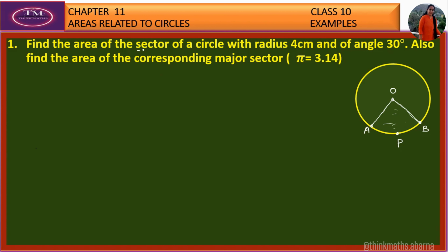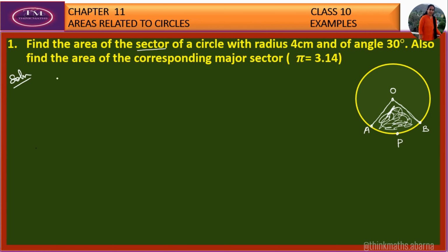So this is the first part. Area of the sector, just sector, means it is nothing but the minor sector. Next question, also find the area of the corresponding major sector. So this is the major sector. This shaded portion is the minor sector, and this unshaded portion is the major sector. So first let us find the area of the minor sector. Let me start the solution.